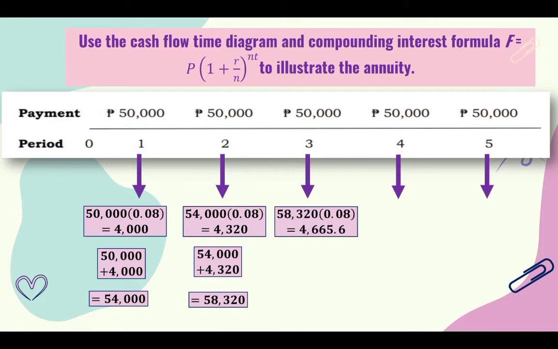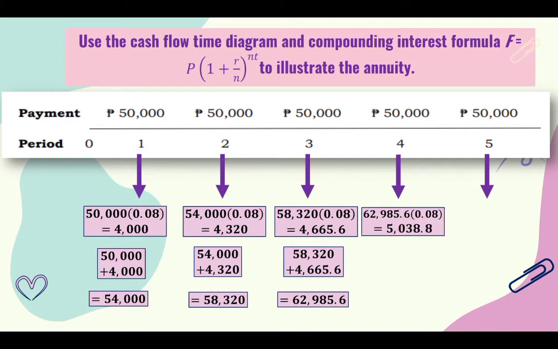We will multiply it to our interest rate, which is 0.08, and the new interest would be 4,665.6. Okay, we will add this to 58,320. We now have 62,985.6. This new amount, we will use this to find the new interest. So we will multiply it to the interest rate. We will now have 5,038.8 as our new interest.